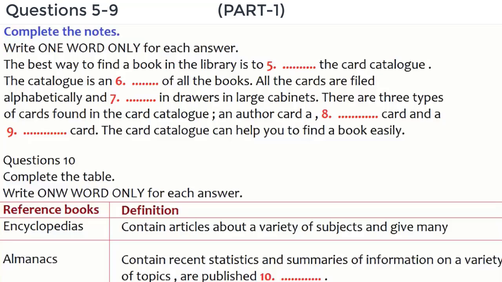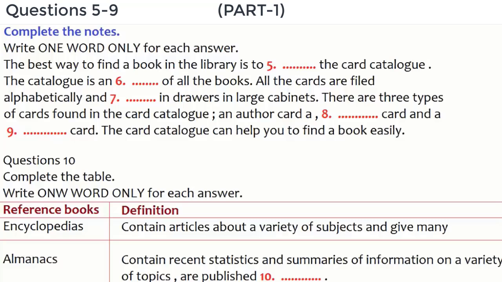First, dictionaries. Dictionaries are books that list and give the meanings of the words in a language. They also give the pronunciation of words, which are listed alphabetically. Second is encyclopedias. Encyclopedias are reference books that provide factual information about people, events, places, and subjects of lasting interest.